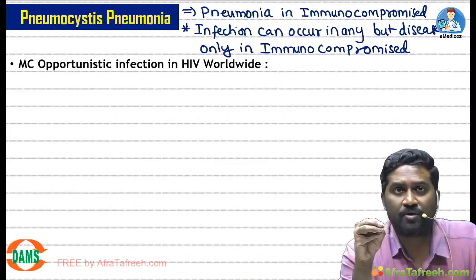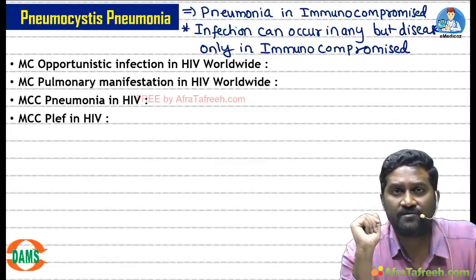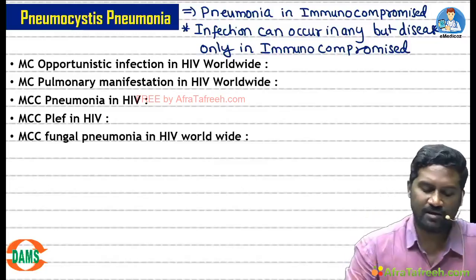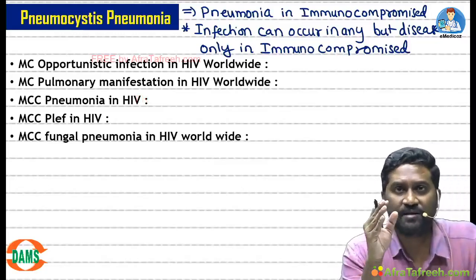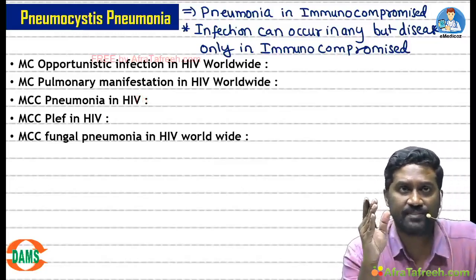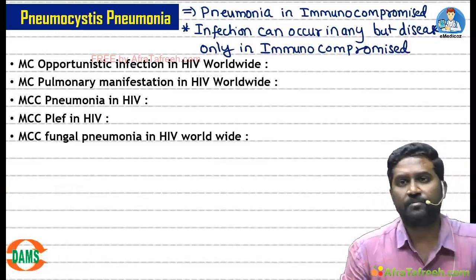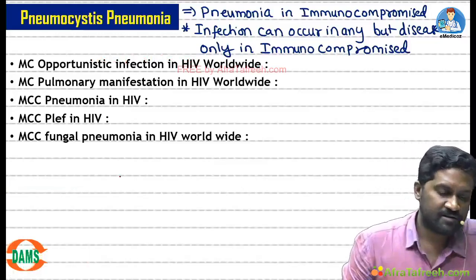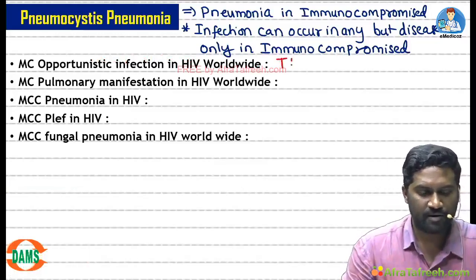Now let us see a few associations with HIV. What is the most common opportunistic infection in HIV worldwide? Pulmonary manifestation in HIV, pneumonia in HIV, pleural effusion in HIV, fungal pneumonia in HIV. There is a lot of controversy regarding this. Let me solve this with some authenticity. As of now, the most common opportunistic infection in HIV worldwide is tuberculosis.